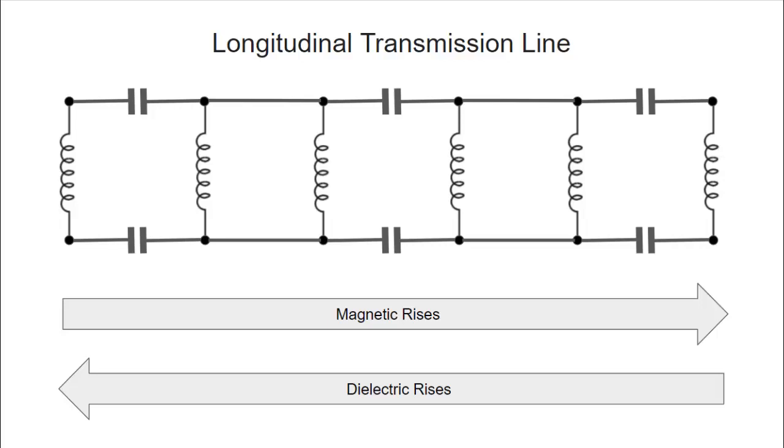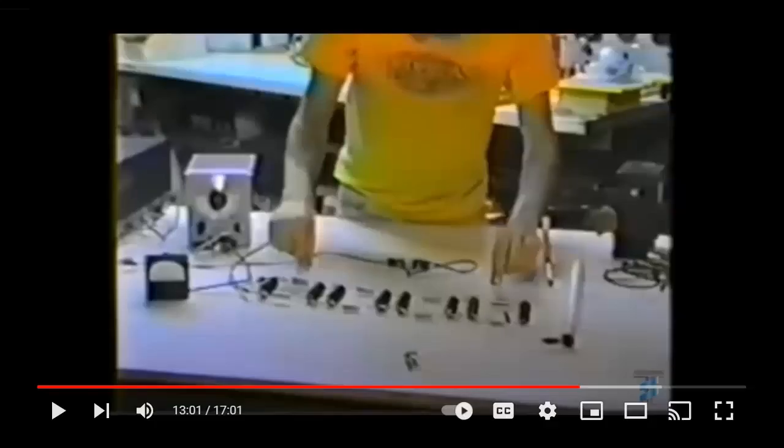So it looks like I made a bit of a mistake in my previous video when talking about the longitudinal transmission line. What I said in the video was that the magnetic rises towards the load and that the dielectric rises, or basically declines, towards the load, and that turns out to be incorrect. So first I'm going to show you the section of the video where Eric Dollard is talking about this, and then I will show you my correction.